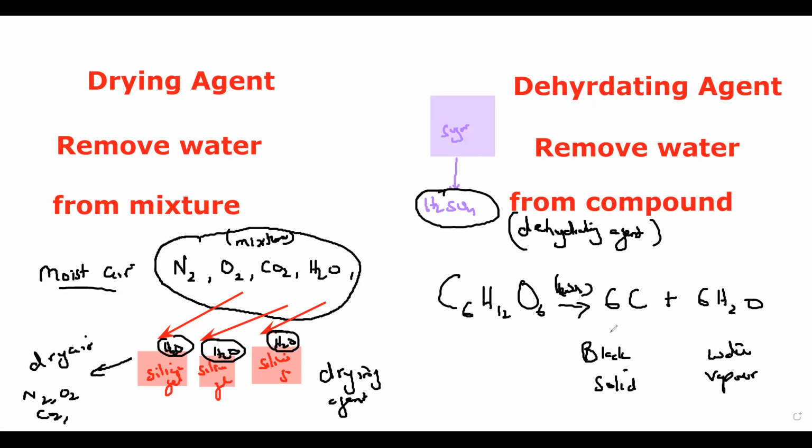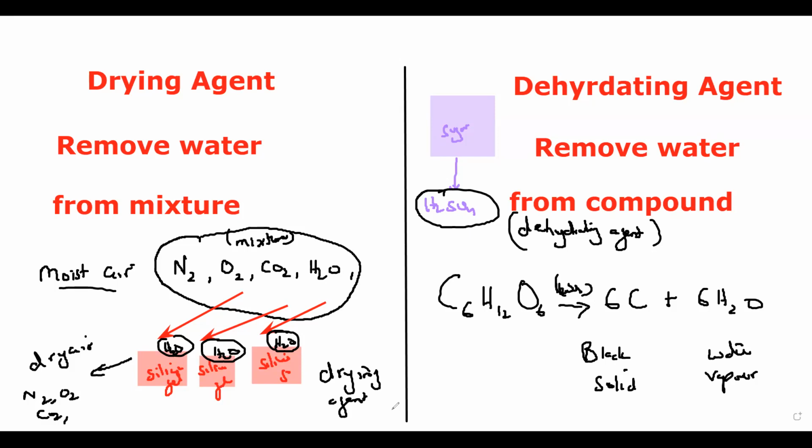So here in the first example, with a drying agent, we had a mixture, and from the mixture the water is removed. But in a dehydrating agent, the substance actually chemically breaks down into water. So that's the main difference between drying and dehydrating agents. Is the concept clear? You have to learn some examples related to drying and dehydrating agents.